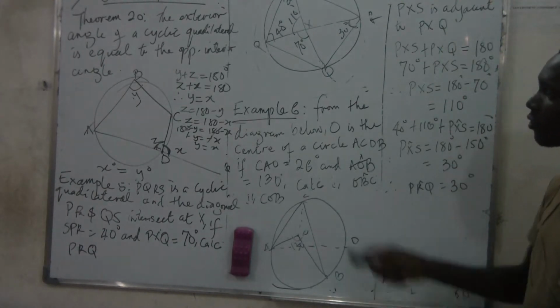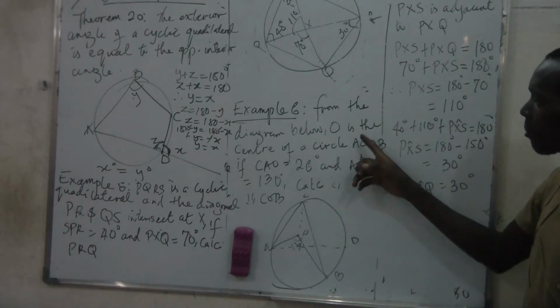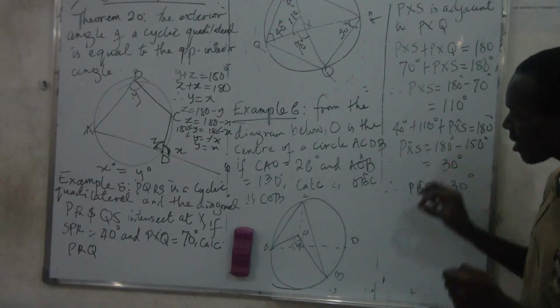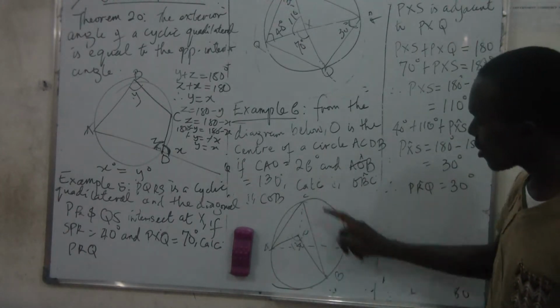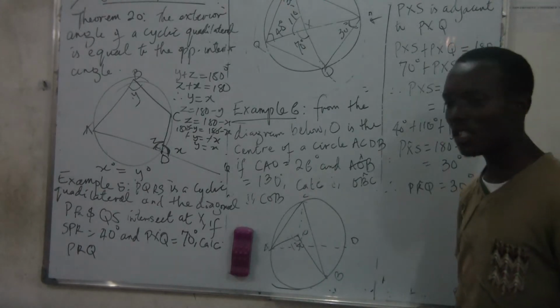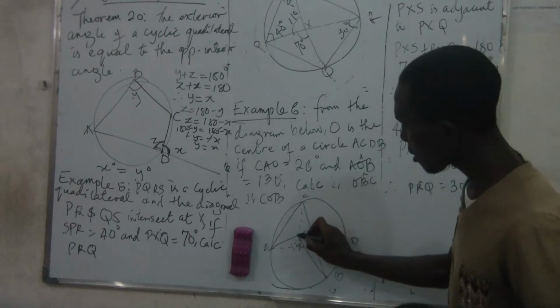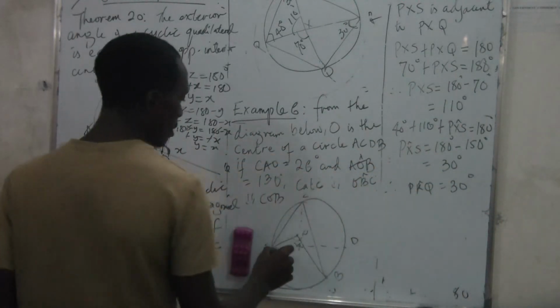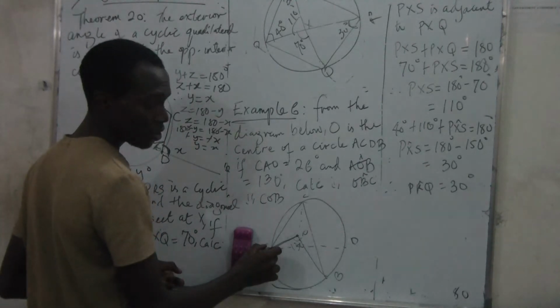Now the next question says, from this diagram below, can you observe the diagram on the board? From the diagram below, O is the center of a circle, ACDB. This is the circle ACDB. So if O is the center of the circle, we can say that from this point this is the radius. Do you understand? Pay attention.